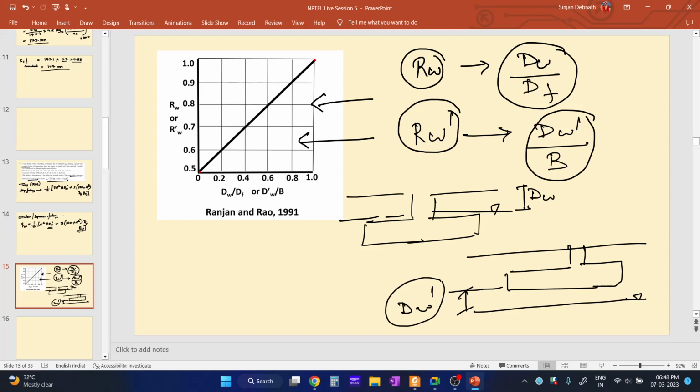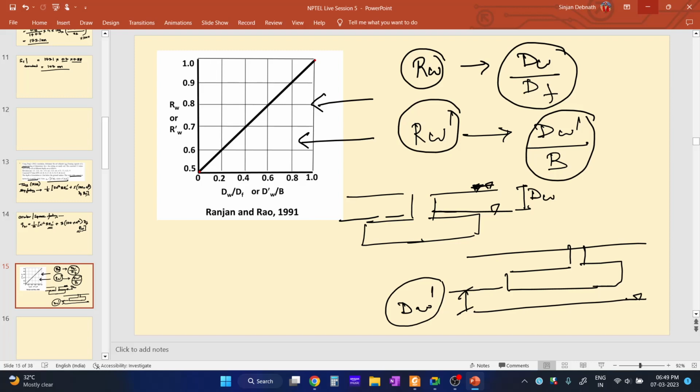One thing you must know: suppose the groundwater table is at the surface. If the groundwater table is over here, that means dw will be 0, right? Dw will be 0. Okay, so forget about that.